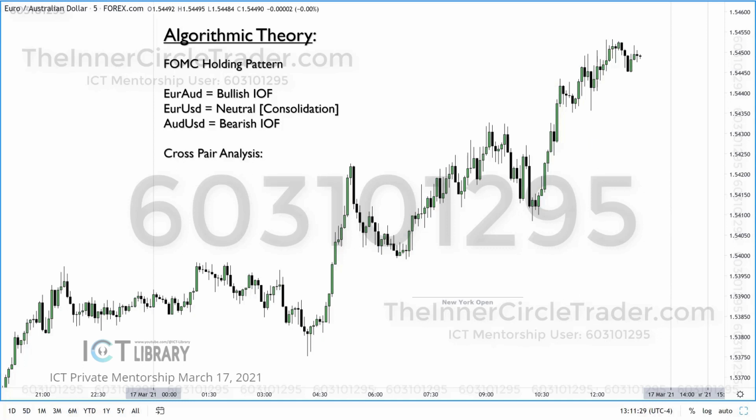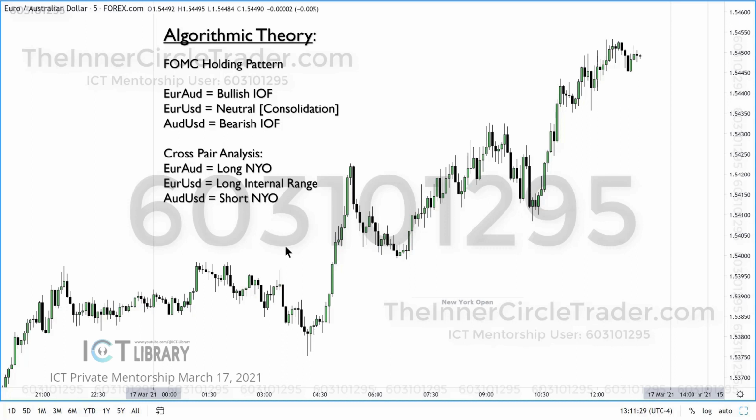The cross pair analysis is this. Euro Aussie is equivalent to going long at New York Open, right here. Euro Dollar is equivalent to taking a long, but only trading internal range. That means you're not looking for a breakout because it's not likely to do so. It's being held in consolidation. Aussie Dollar is equivalent to taking a short in New York Open. So you can sell short Aussie Dollar.